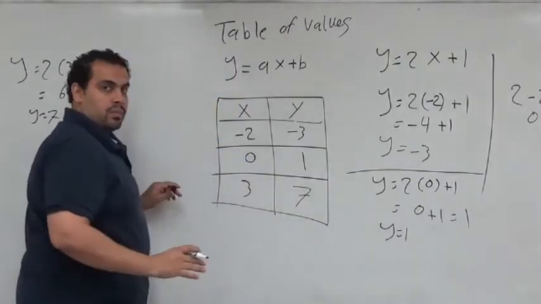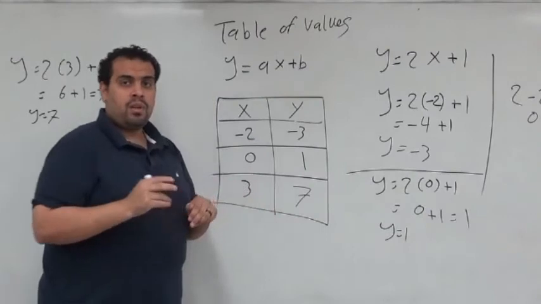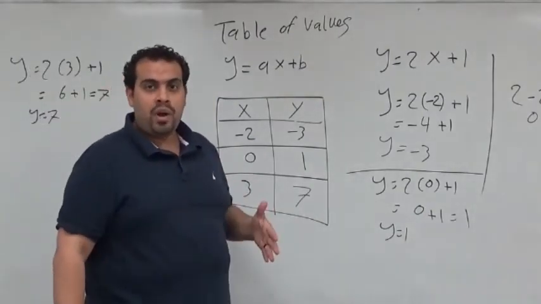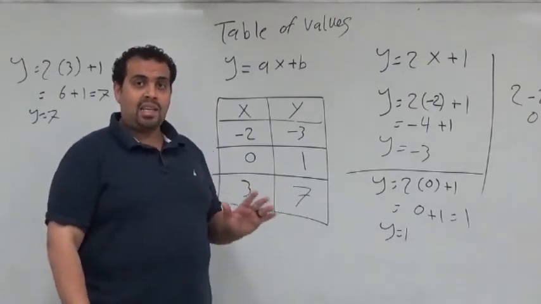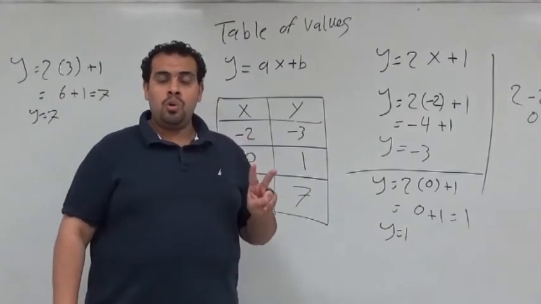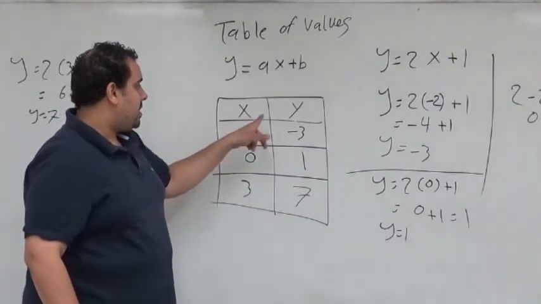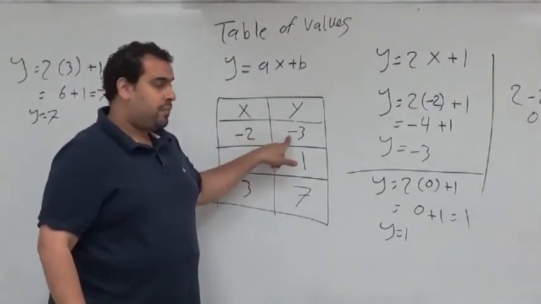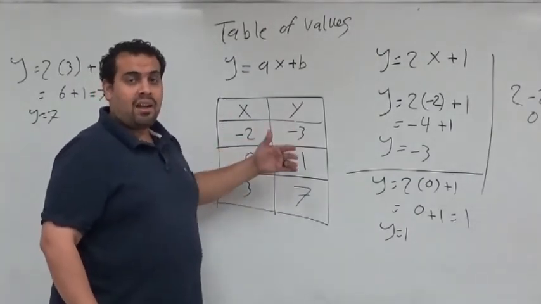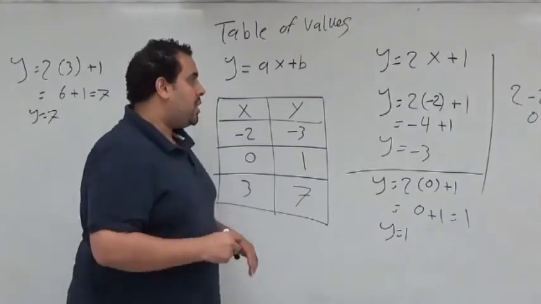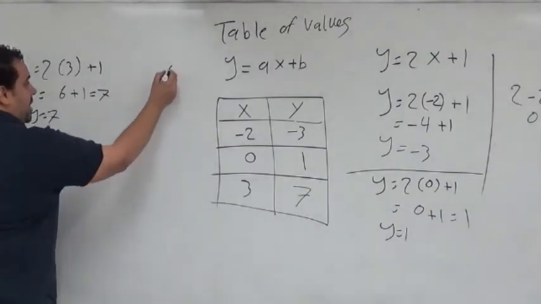And you could keep going. You could have a table of values with many more numbers. Now, to graph any linear equation, you need only 2 points. You need 2 numbers, 2 values for x and y. So x negative 2, 0 and 3, y negative 3, 1 and 7. You could use any 2 points and graph it. However, use a third point to make sure that the line is straight and it's right.